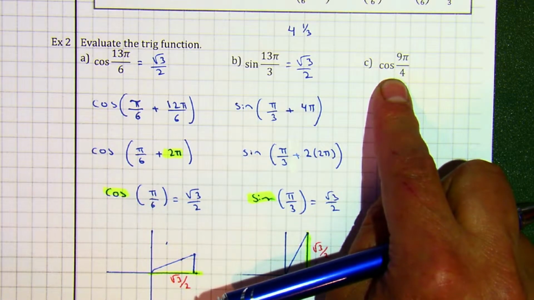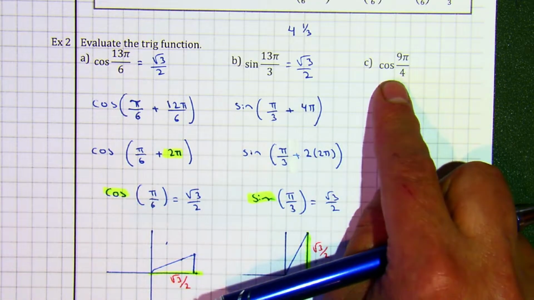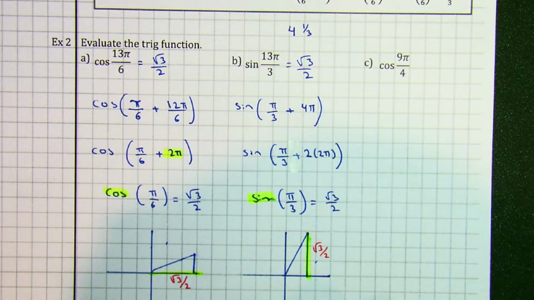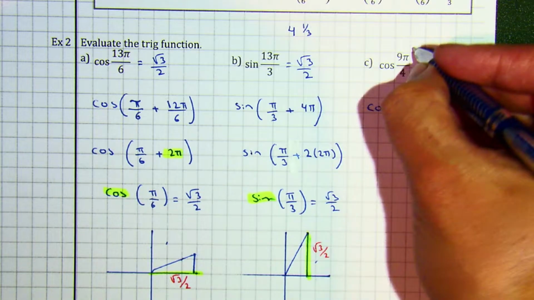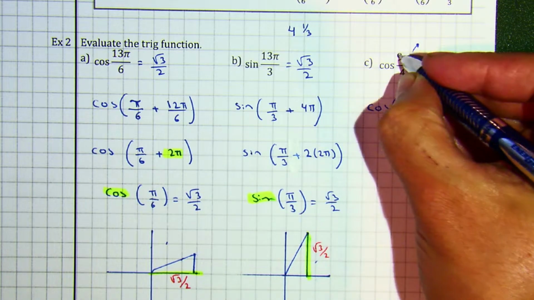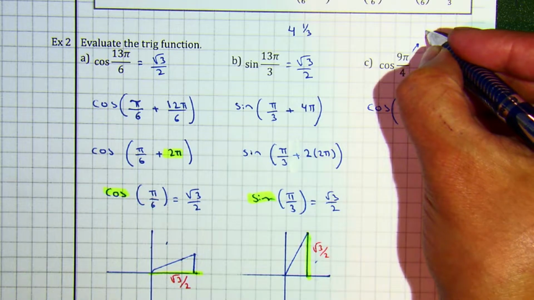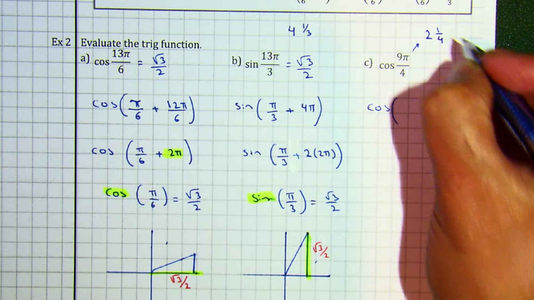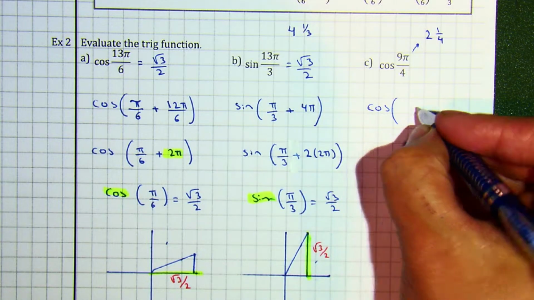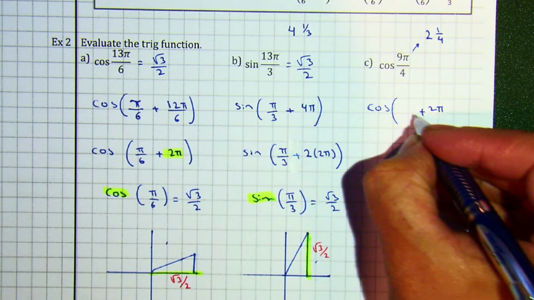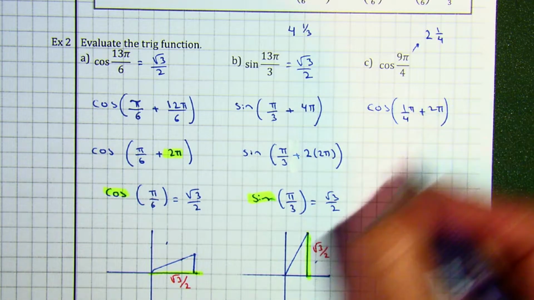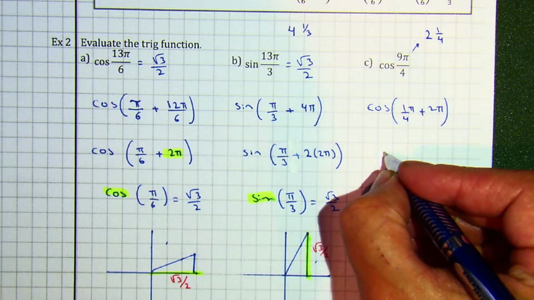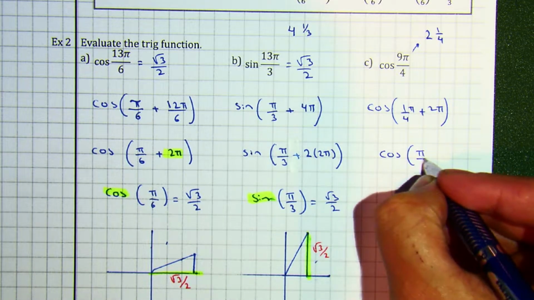Cosine of 9 pi over 4. I can rewrite the cosine, see what you get for this one, and then we can compare our answers. Correct. I can rewrite this as a mixed fraction. So 4 goes into 9 twice, and 1/4. Correct? So therefore, it will be plus 2 pi and plus 1/4 pi. So therefore, this will be equivalent to the cosine of pi over 4.